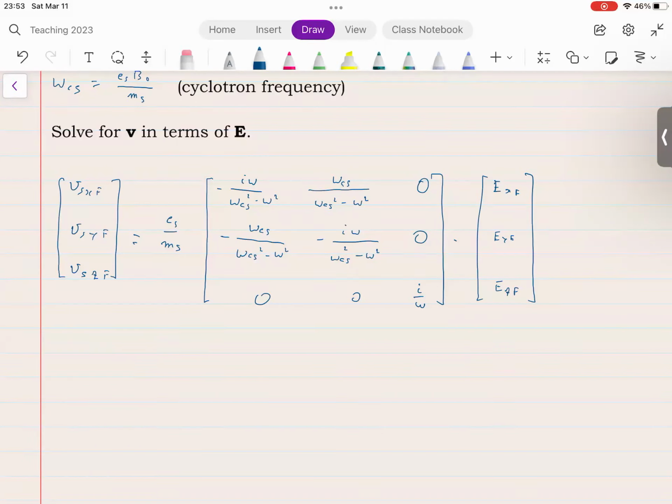We remember that J is the sum over s of e_s n_s V_s, where n_s is again the number density, which is just going to be some n0, the equilibrium one, because Vs is first order. So let me call it n_s0.